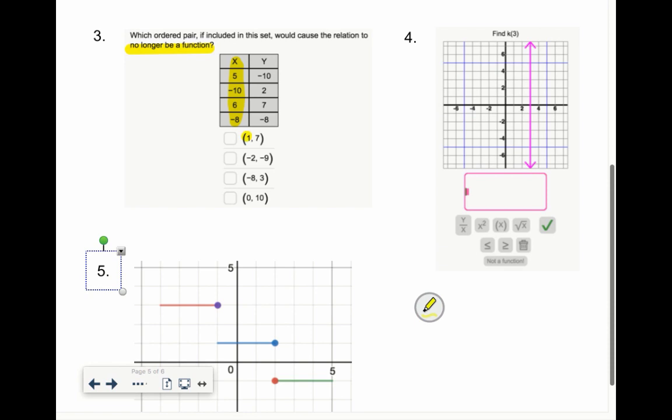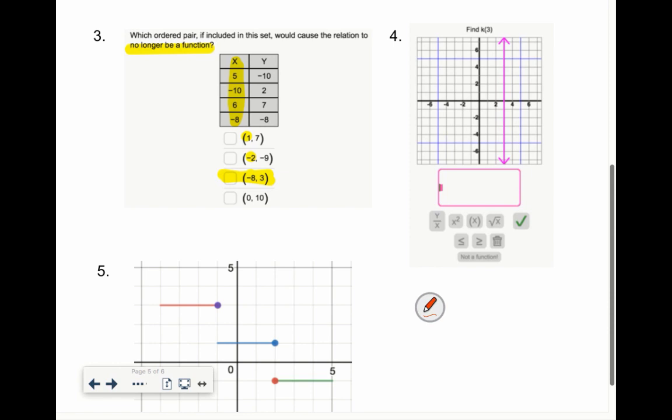Well, 1 isn't in my x's, so that wouldn't. Negative 2, that's not in my x values already, so that wouldn't. But negative 8 is up in my x values. So the answer to this would be this one right here. So you would check that one.